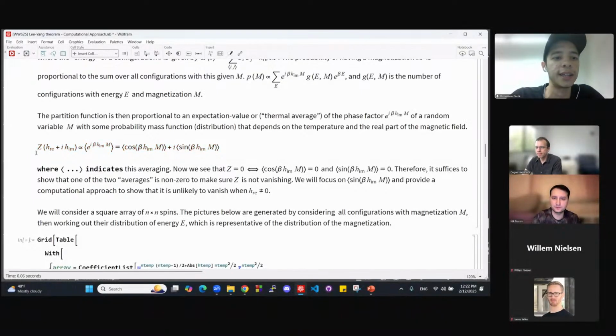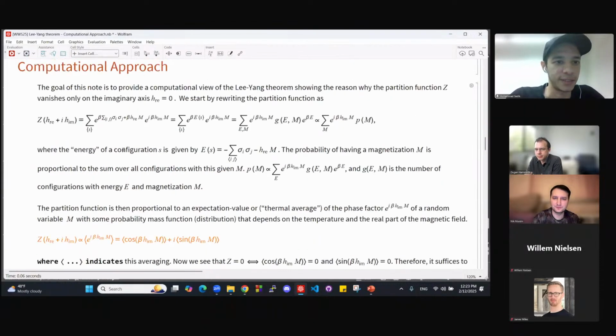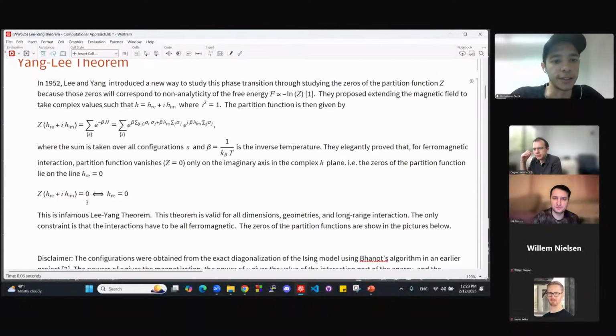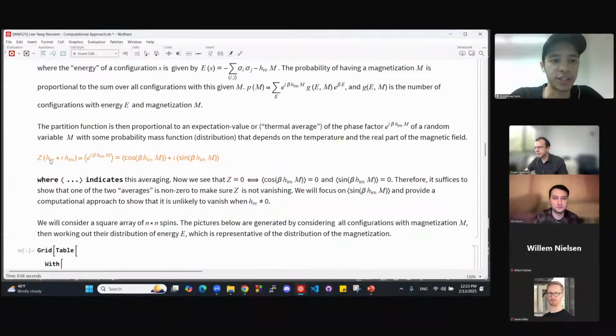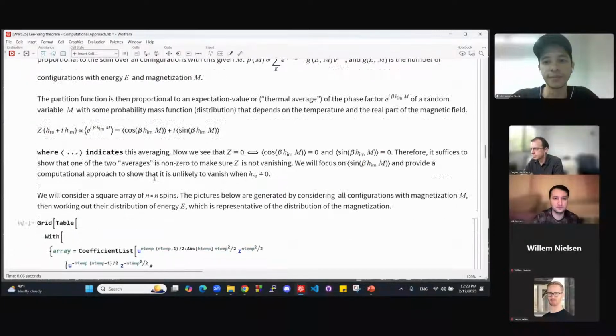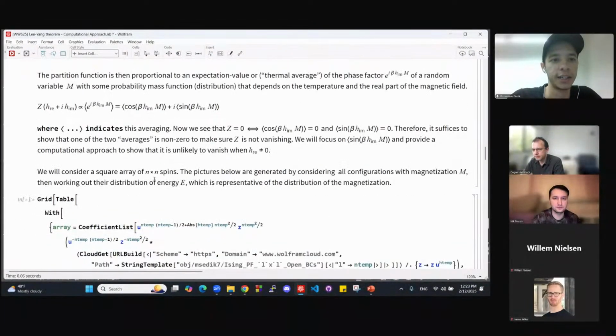I'm going to show that if h real is non-zero, then the sine is non-zero computationally. I'm not going to show it analytically, because what's the point of doing it analytically? So I'm going to show computationally that the sine is likely not zero, which means that the Yang-Lee theorem applies. It's an approach to saying that it vanishes only if H real is zero. That's it. So is the logic clear?